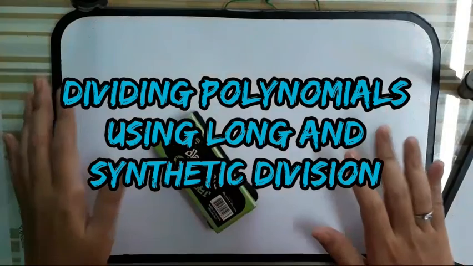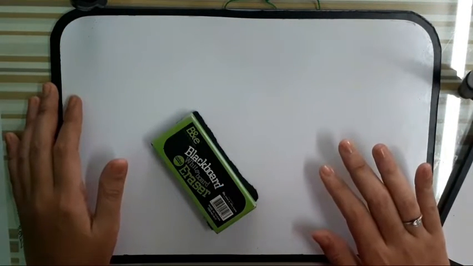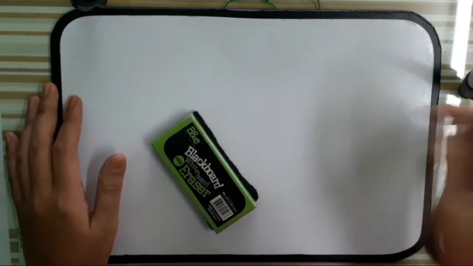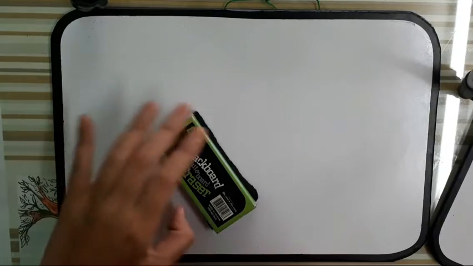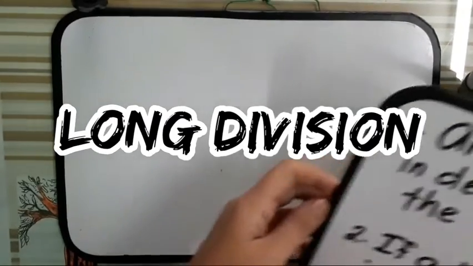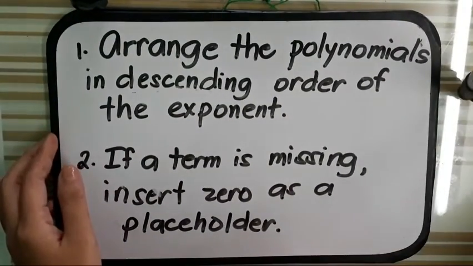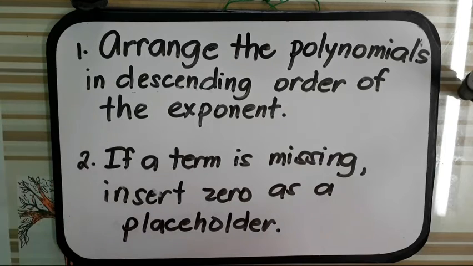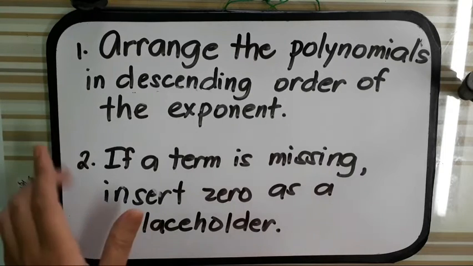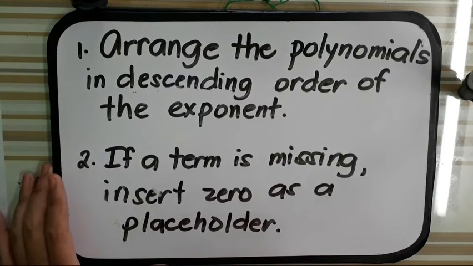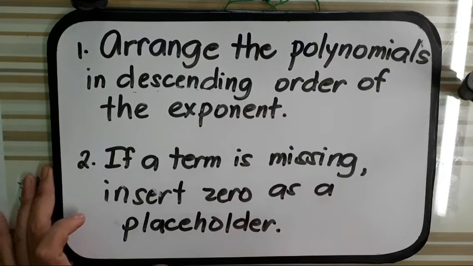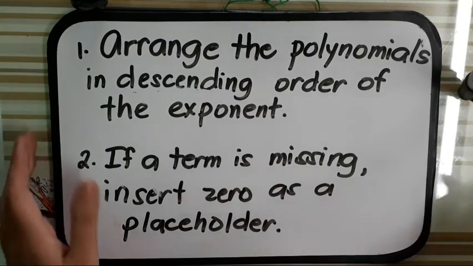Hi everyone! In this video, we will focus on dividing polynomials using long division and synthetic division. Let us recall the following when dividing polynomials using long division. First, we need to arrange the polynomials in descending order of the exponent. Second, if a term is missing, insert 0 as a placeholder. Let's start with our first example.